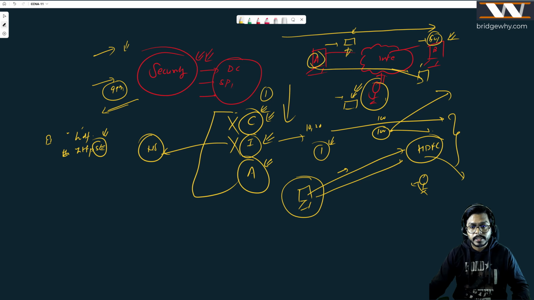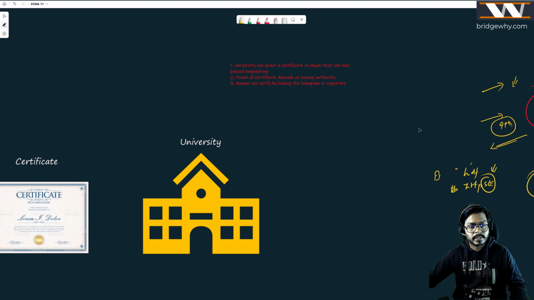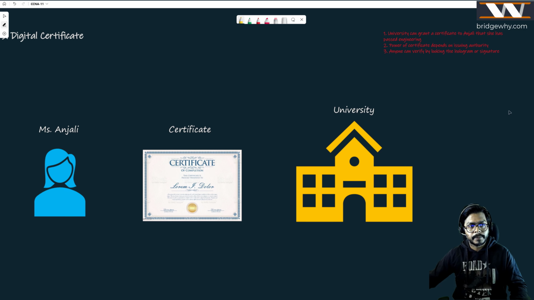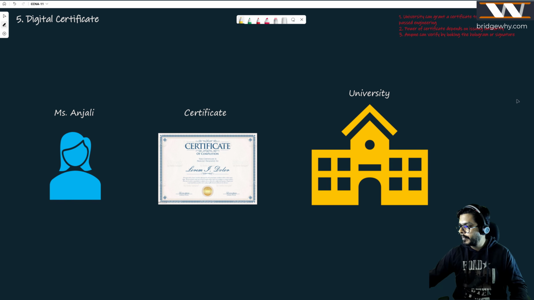We are just going to talk about only one piece of it, which is authentication. The meaning of authentication is, before talking to HDFC Bank, making sure that I'm talking to HDFC Bank. And that is where digital certificates come into the picture.